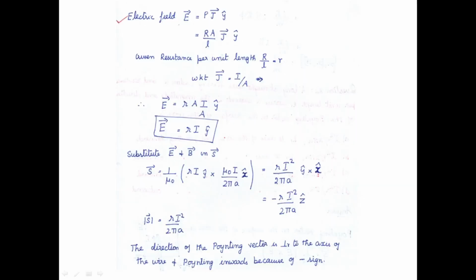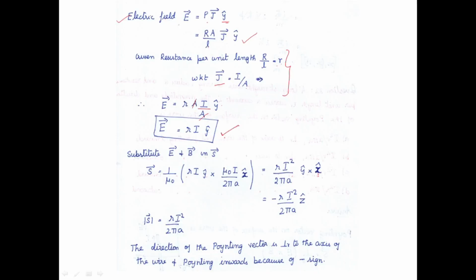In a similar way, the electric field E vector is equal to rho J vector into y cap. y cap denotes the direction of the electric field. For rho, we can write R a divided by L, J vector into y cap. In the question, they have given R divided by L is equal to R, that is, resistance per unit length is equal to R. And we have studied the current density is equal to I divided by A. Now substitute these two in E vector. You will be getting E vector is equal to R a into I divided by A y cap. So a will get cancelled off. We will be getting E vector is equal to R I y cap.